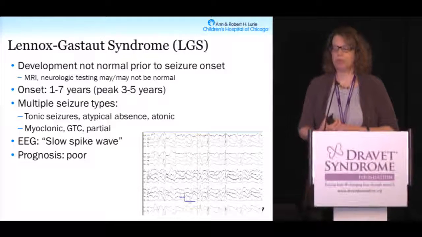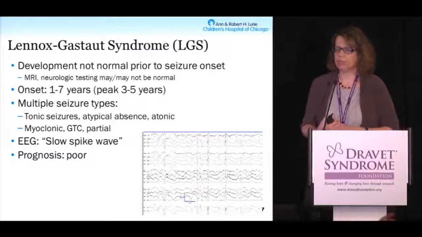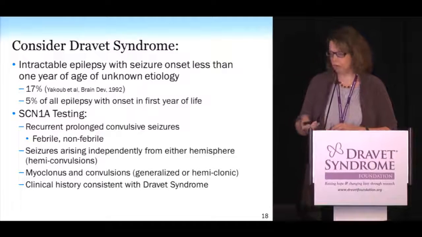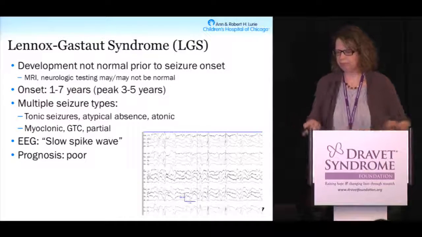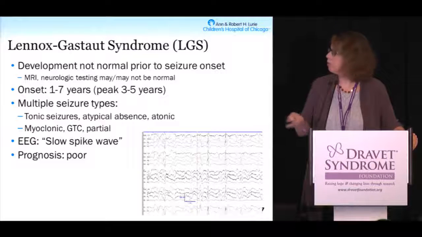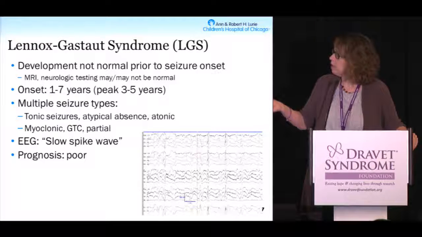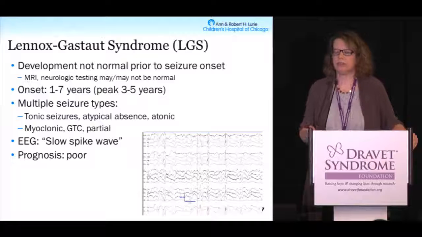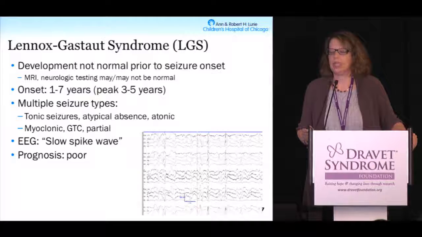They can also have myoclonics or convulsives or partials or atonics. But tonics are extremely significant. They do have a very specific EEG pattern of a slow spike wave. That is something that we do not see in Dravet syndrome. And their prognosis tends to be poor, both for seizure control as well as developmental or cognitive ability.